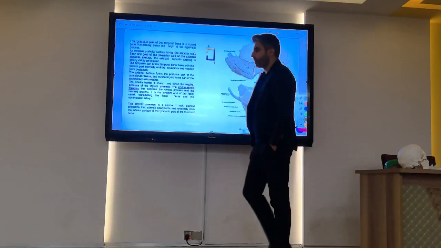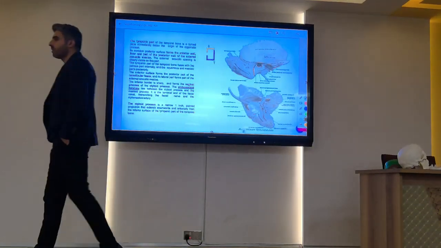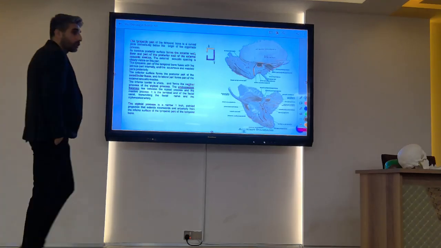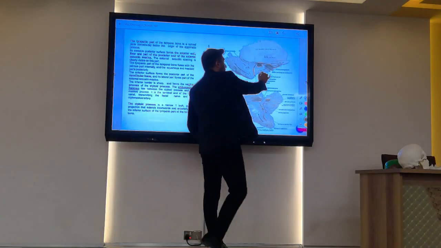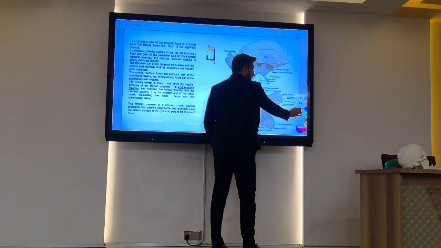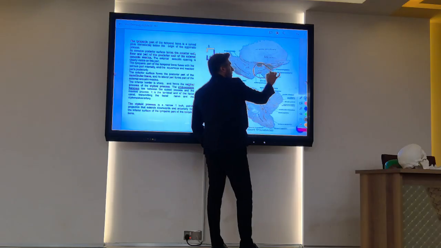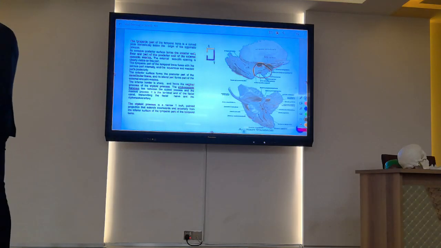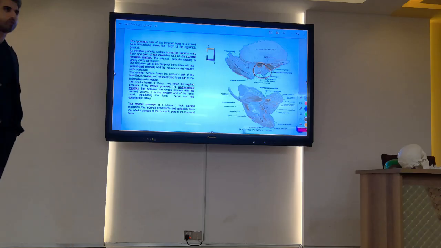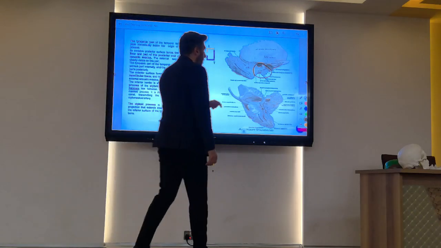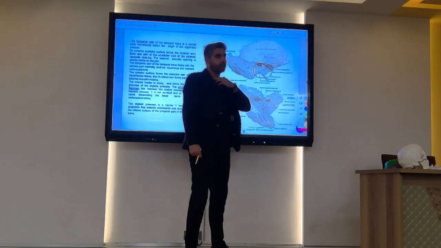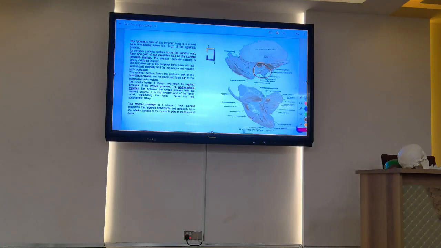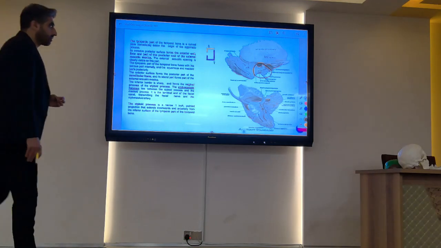Parts of the temporal bone: the tympanic part. I told you, it's here, for the ear, this part. This is the tympanic part. The external acoustic meatus is here in the tympanic part.